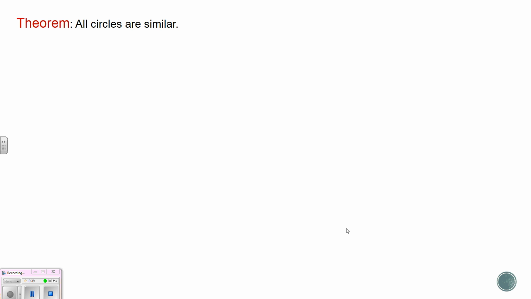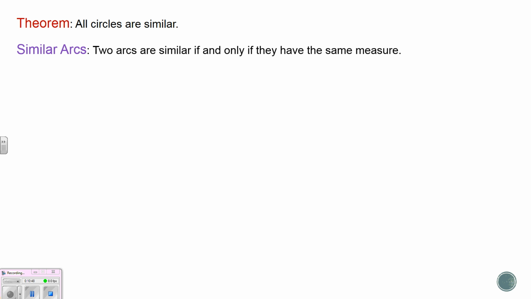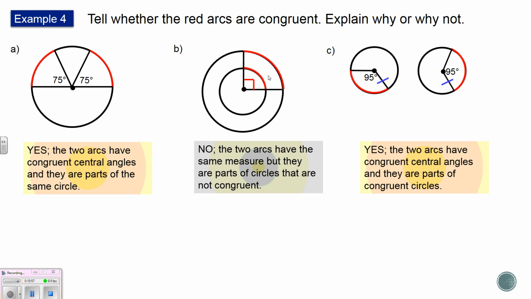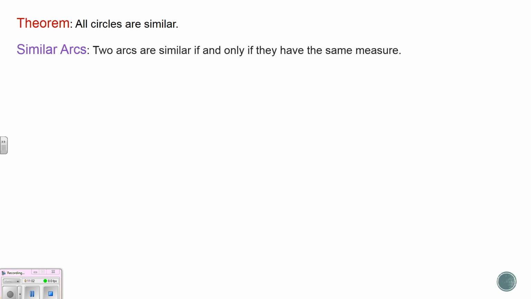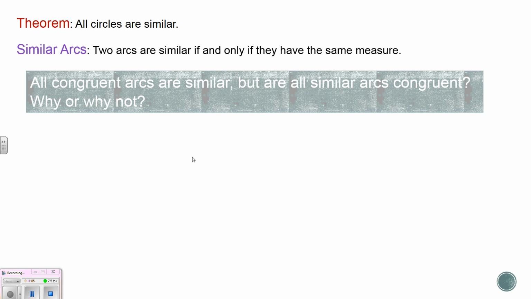All right, our last thing is that all circles are considered similar to each other. That's just a universal theorem. But arcs can be similar. Two arcs are similar if and only if they have the same measure. So going back to here, we could say that these two arcs are similar, but they're not equal or congruent. So all congruent arcs are similar, but are all similar arcs congruent? Why or why not? I just butchered the reading of that question. You can read it yourself. I'm going to let you answer that.